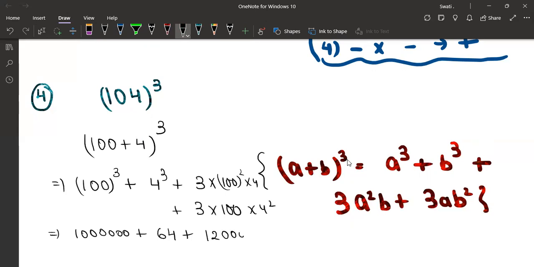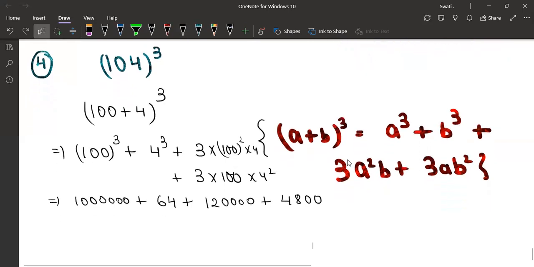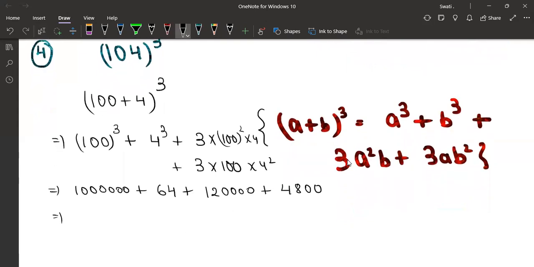So 1, 2, 3, 4. It's 1,20,000. Yeah. And then, of course, we have the next one, which is 3 into 4 square, is 16 into 3, 48. So it is going to be 4,800, right? Yeah, it's very simple. Okay, so now if we simplify this, let's write down this as 1, 2, 3, 4, 5, 6 plus 64.